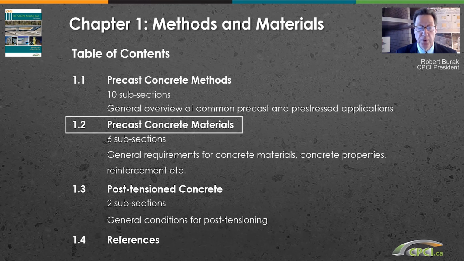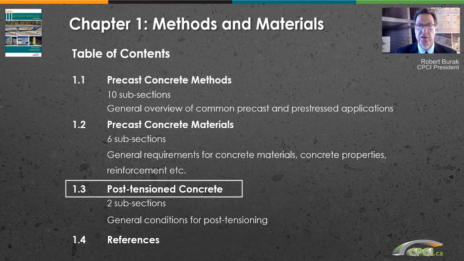The second section, 1.2, provides an overview of the general requirements for the raw materials for concrete mix design, the provisions for reinforcement and connections, and the unique requirements of both as they apply to precast concrete applications. The requirements are in the context of the latest CSA standards. The third section, 1.3, is unchanged, and it provides a very general overview of post-tension considerations.